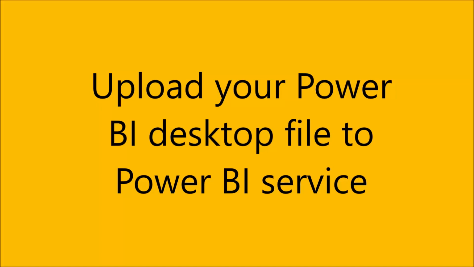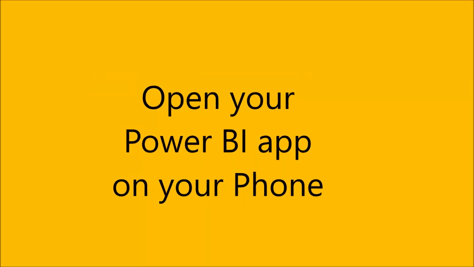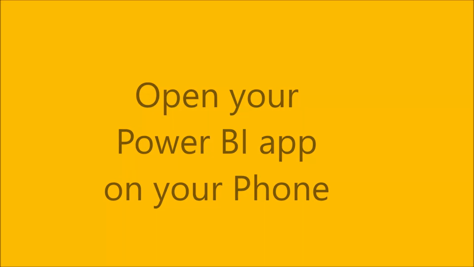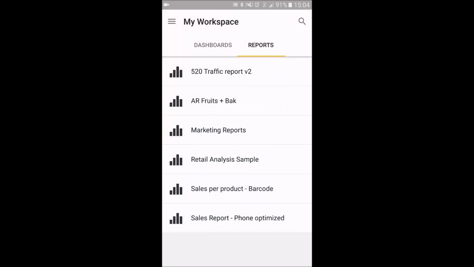The next step will be to upload this Power BI desktop file into the service, as a dataset or a file. And then that's it. You only need to open your Power BI app on your phone and it will be there. Let's see how this looks on my Android phone.